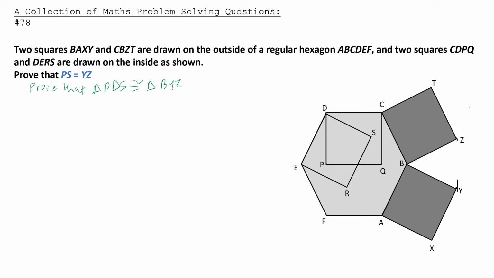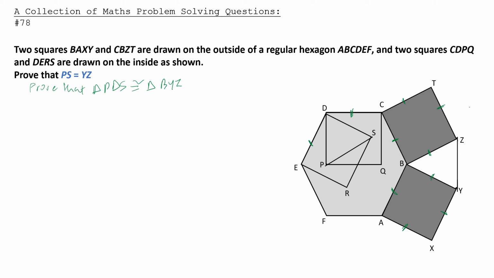We are given some basic things. The starting thing is a regular hexagon, and if it is a regular hexagon, all sides are equal, so CD would be equal to DE and would be equal to BC, and BC being a side of the square equals CT equals DZ equals BZ, and again BC equals BA, and therefore BA, again being the side of the square, is equal to AX equals XY equals BY.